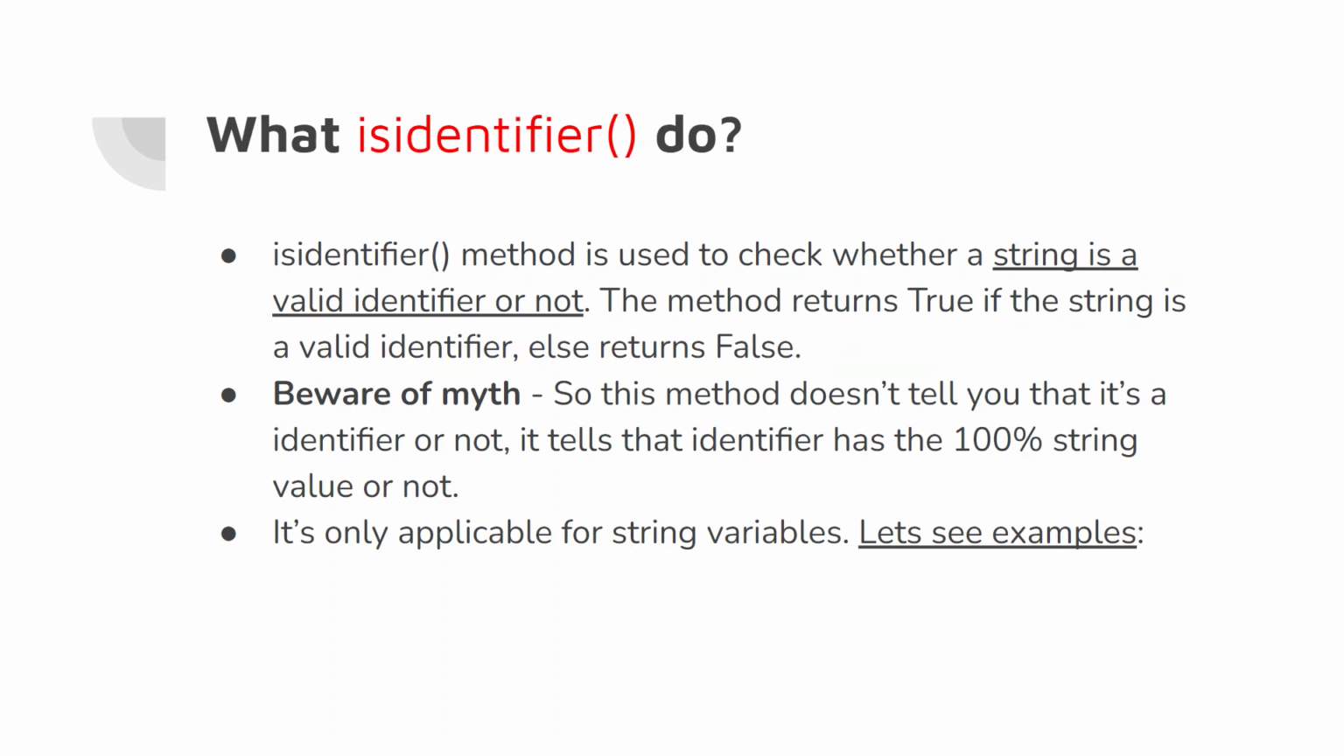There are some methods you can use. But isidentifier, people think that this is the function which helps to check an identifier, but this is wrong. So let's see. The isidentifier method is used to check whether a string is a valid identifier or not. The method returns true if the string is a valid identifier, else returns false. So it checks only string identifier, 100% string.